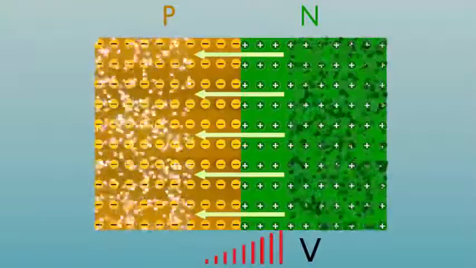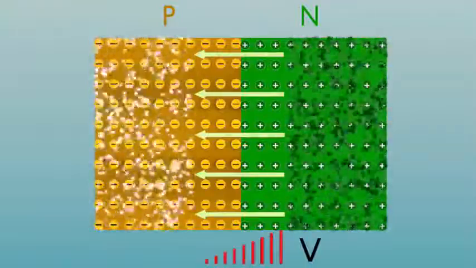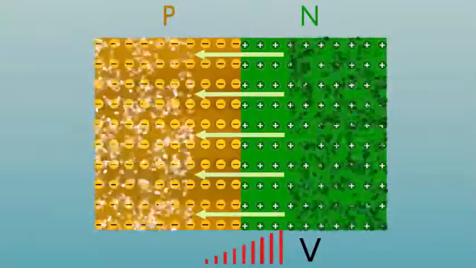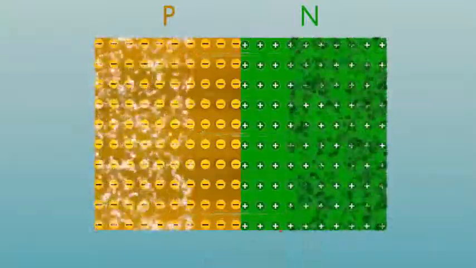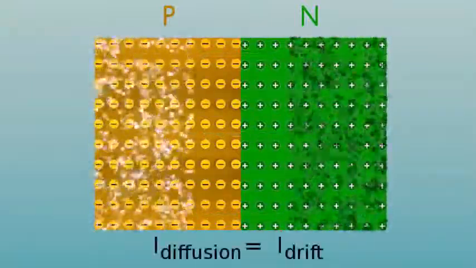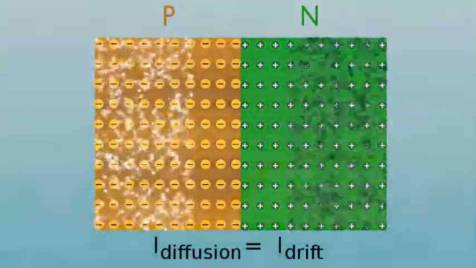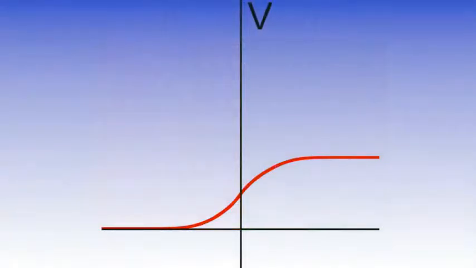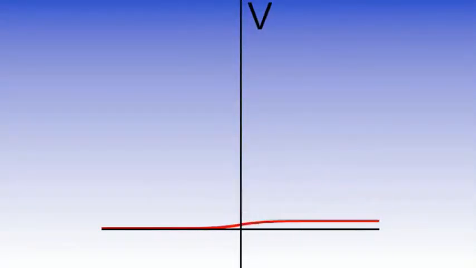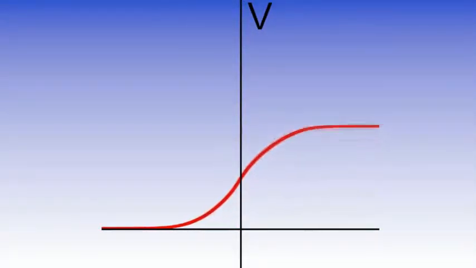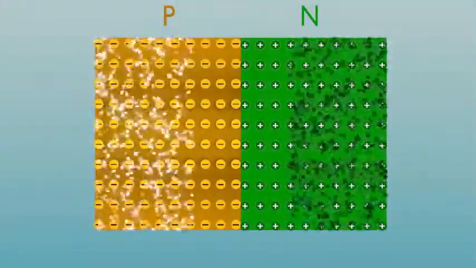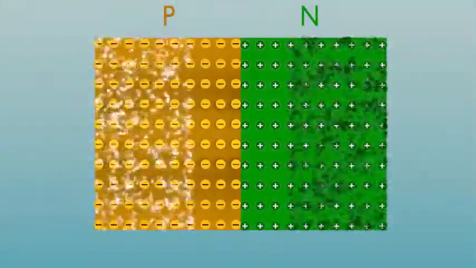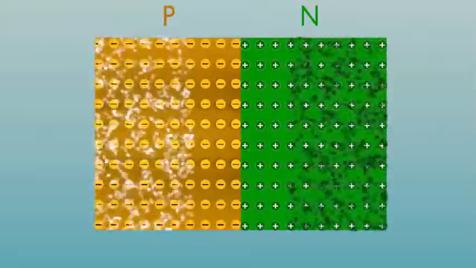This creates an electric field. The electric potential associated with this field acts as a barrier that prevents the displacement of the electrons and holes. Equilibrium is reached when the diffusion current equals the drift current. The potential barrier is an obstacle for the diffusion current in the device. It is possible to reduce the height of this potential barrier by applying an external voltage. This increases the electric current.